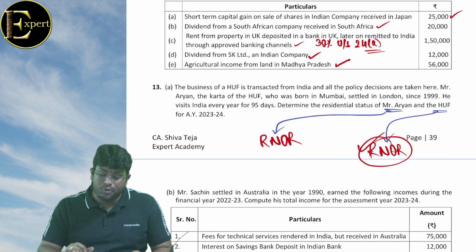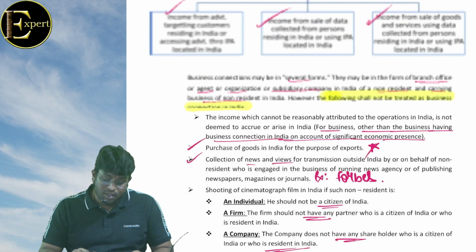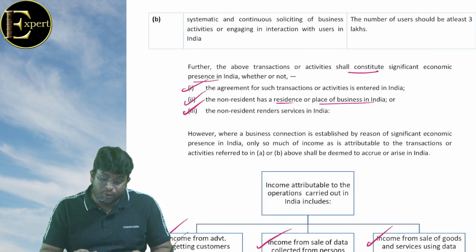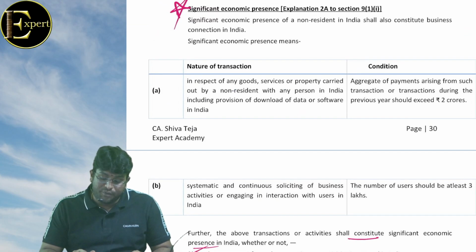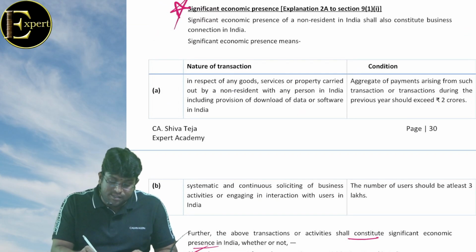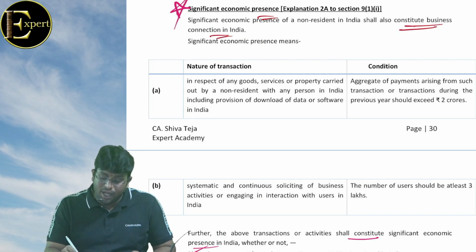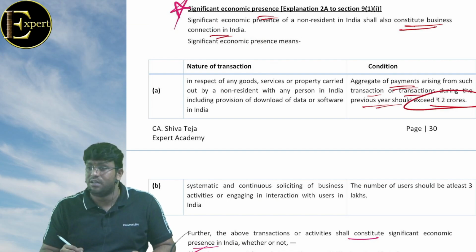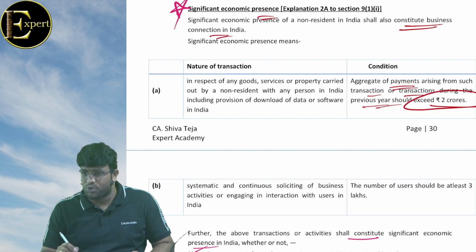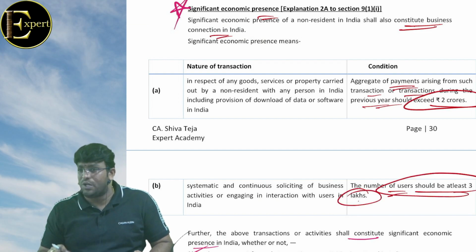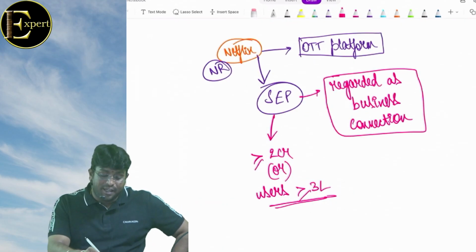Getting clarity? So speak out. Is everyone understanding this point? Please, don't just sit, give an answer. This is an important point. See this point: significant economic presence. It constitutes business connection. Number 1: aggregate of payments from transactions during the previous year should exceed 2 crores. Users at least 3 lakh, so greater than or equal to. Are we getting clarity, everybody?